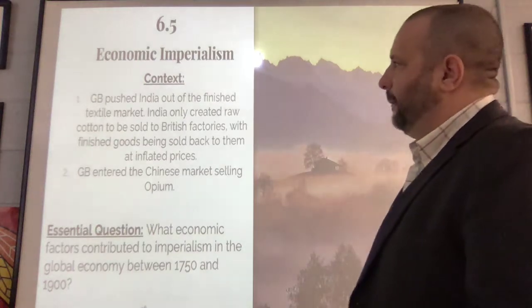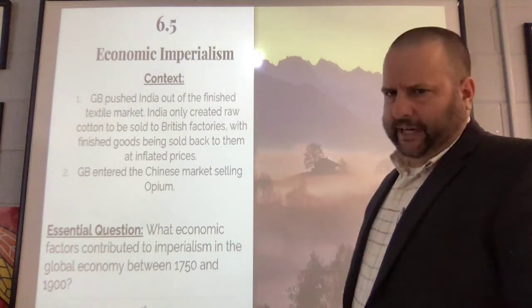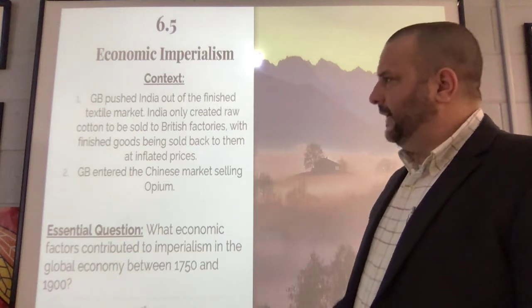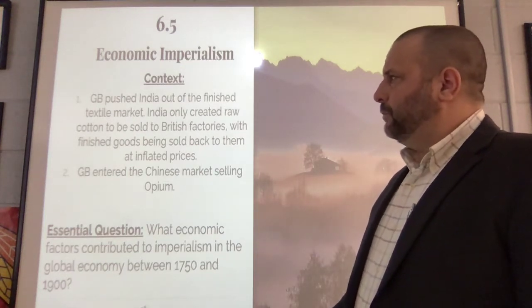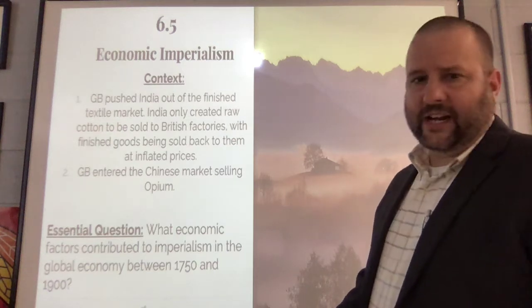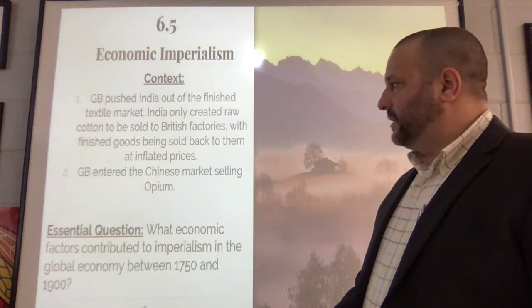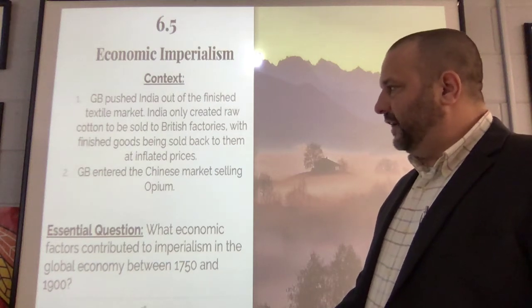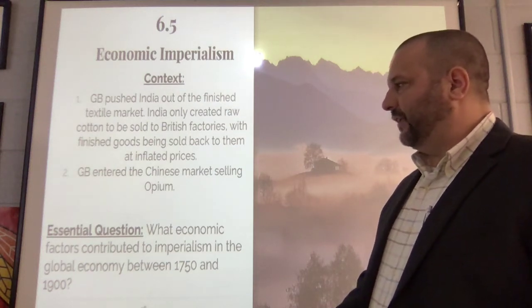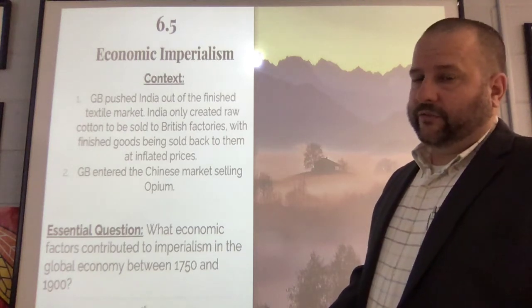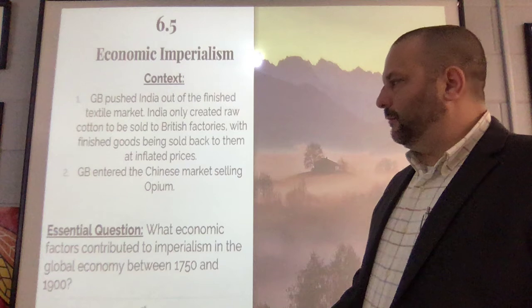So, economic imperialism. This is going to be a little bit about money today. Actually, it should be a lot about money. Here's our context: Great Britain pushes India out of the finished textile market. India only creates raw cotton to be sold to British factories, with finished goods being sold back to them at inflated prices. We talked a little about this in the previous video, and today we're going to look at that in a little bit more detail.